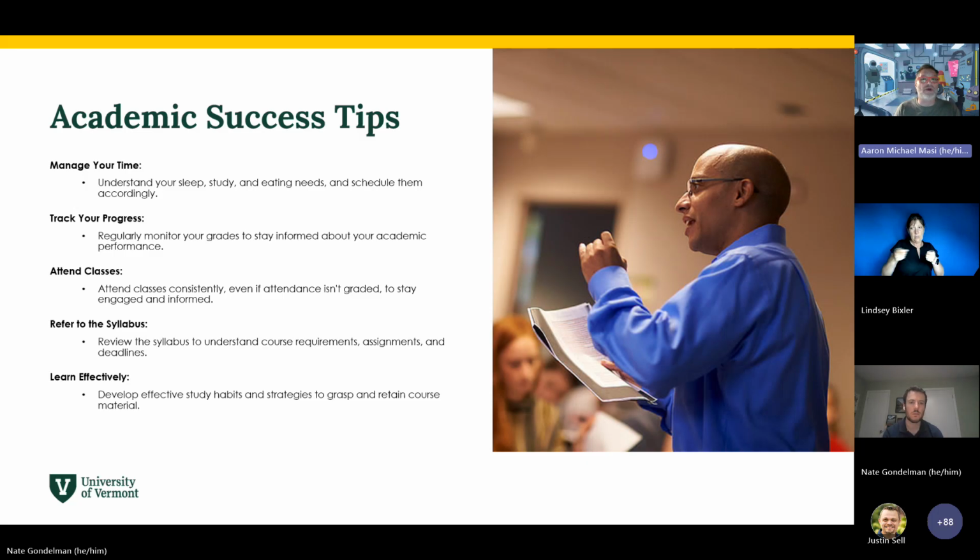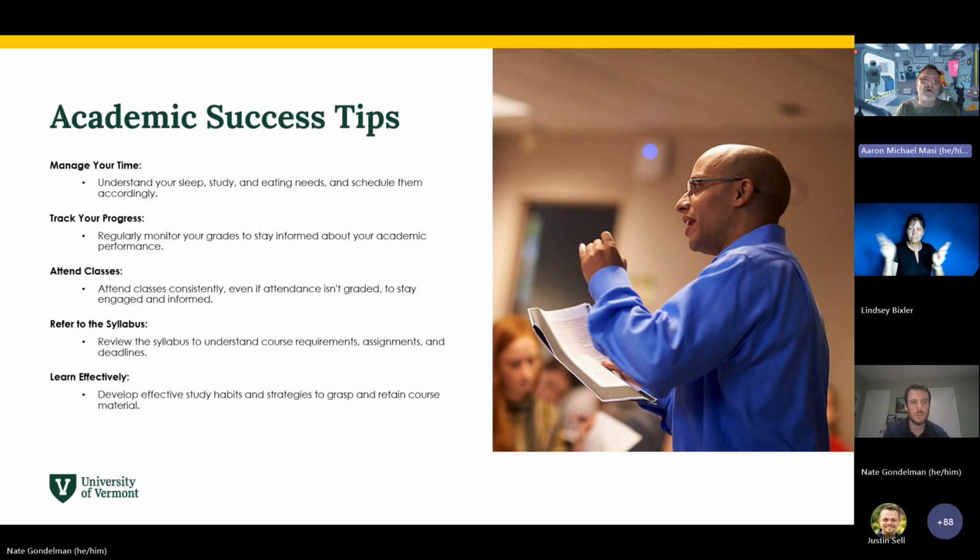And for students that struggle with executive function and time management, there are supports, both accommodation supports, but also additional supports through things like the UVM Tutoring Center, their study skills program that can help students learn those skills and bolster any deficits they might have in those areas.